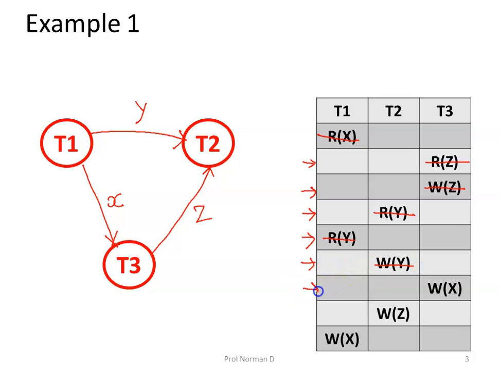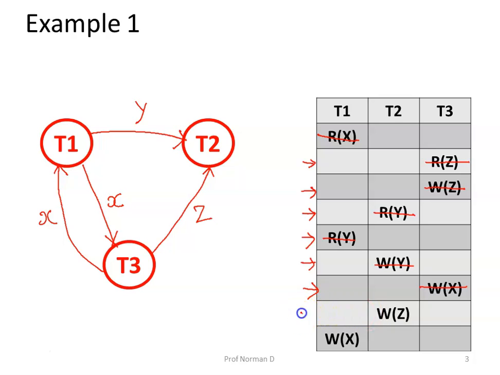Next, instruction from T3. So there is a conflict between this instruction and the instruction from T1. So we'll add an edge from T3 to T1 on data item X. We are done with this.